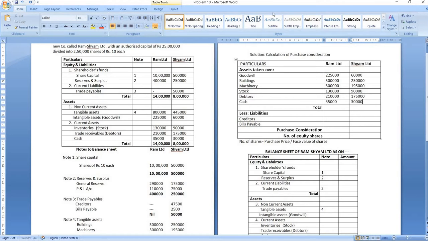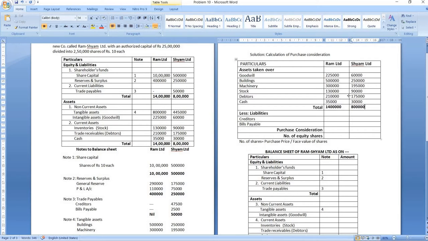Okay, so we have taken all the assets. So let us make the total of the asset side. First we will make the total of Ram Limited. That will be 14 lakhs. Then the total of Shyam Limited will be 8 lakhs.